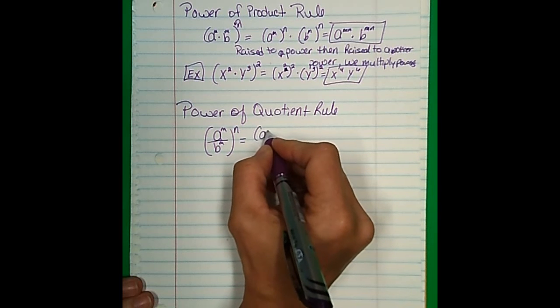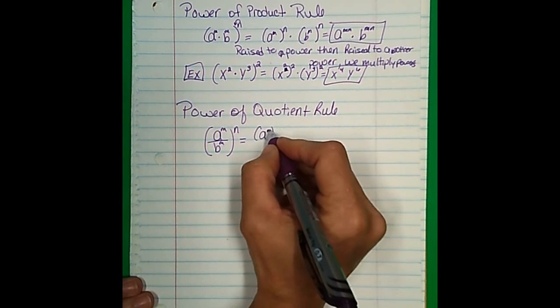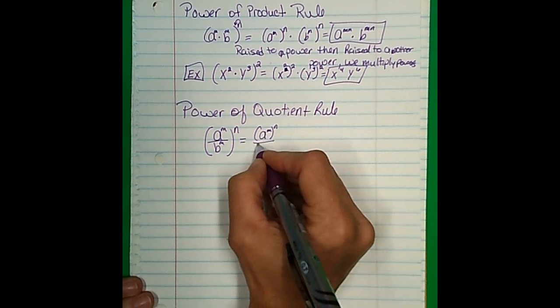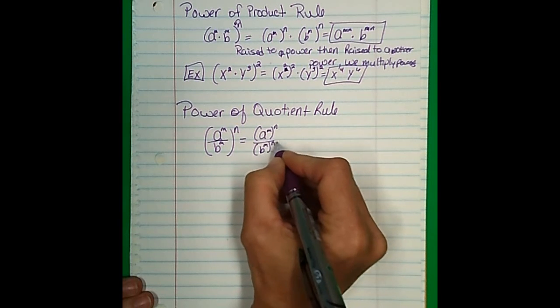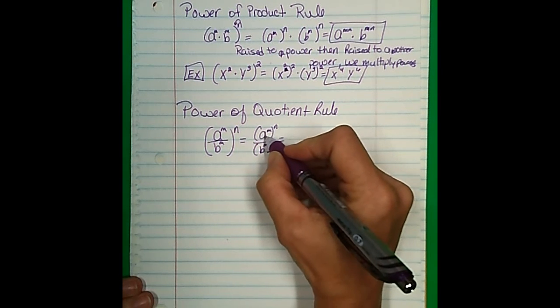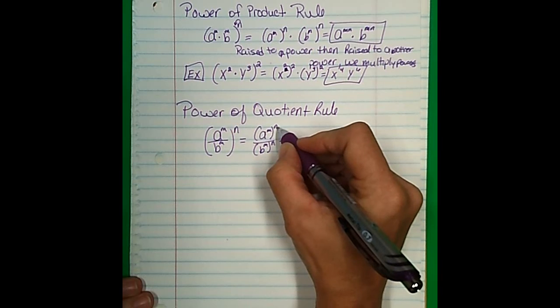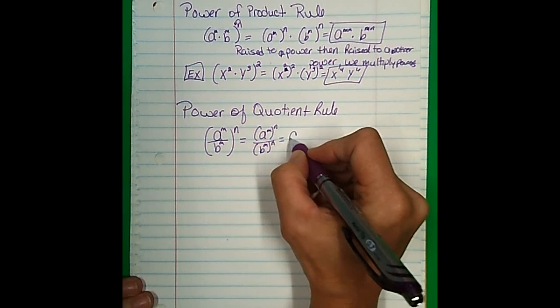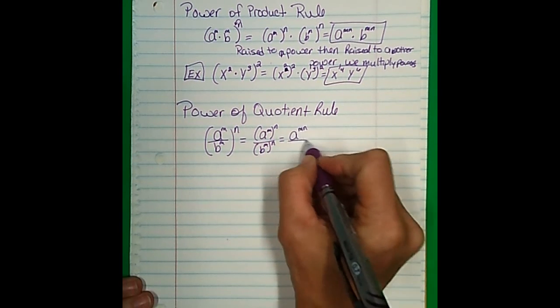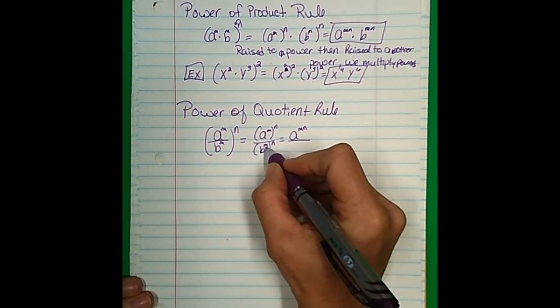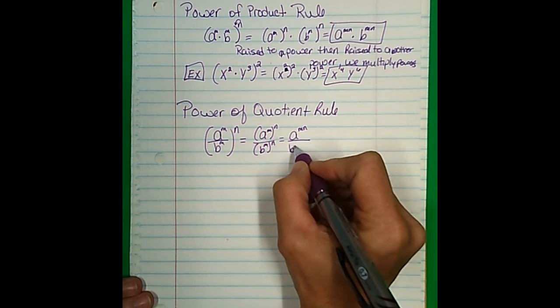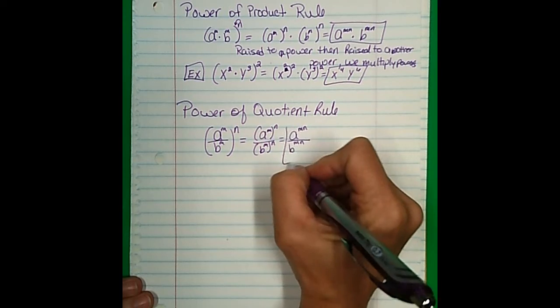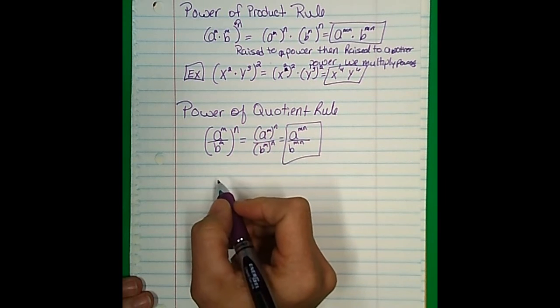So I have a to the m raised to the n over b raised to m raised to n. So if I have a raised to m and then turn around raised to n, I multiply these two powers. So it's mn. I have b raised to m and then turn around raise it to n. I multiply those two powers. I don't know the value of a, b, m, and n, so I'm done.